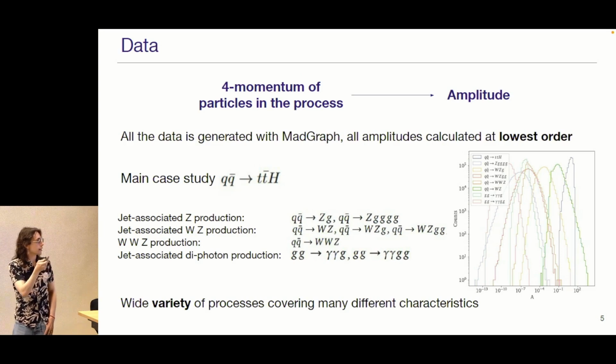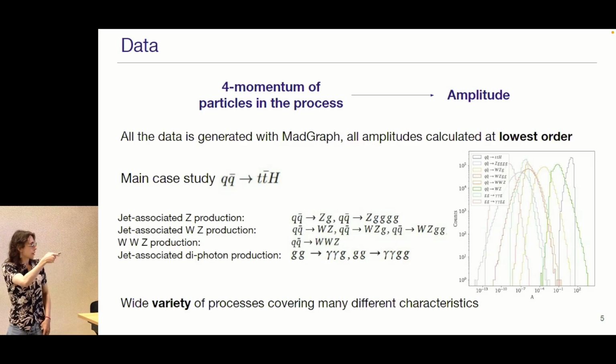We generated all the data sets using MadGraph, and all amplitudes at lowest order. There have been studies on higher order cases, and you see also scaling behaviors, but not a very systematic and wide search like this one. But yeah, the main case will be this QQ to TTH process, because it's particularly hard to calculate, and it scales surprisingly well with machine learning methods. So it's kind of the main focus.